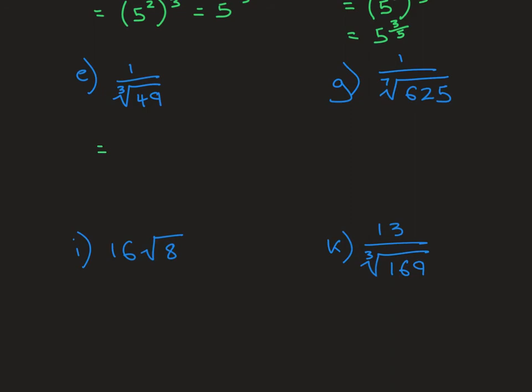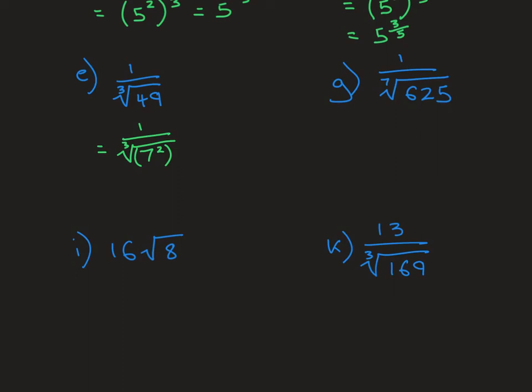So these are all a similar sort of process. What we've got here is 1 over the cubed root of 49. What two numbers can you multiply together to get 49? 7. All right, 7 squared is 49. So we can rewrite it as this. Is 7 a prime number? Yes, it is.